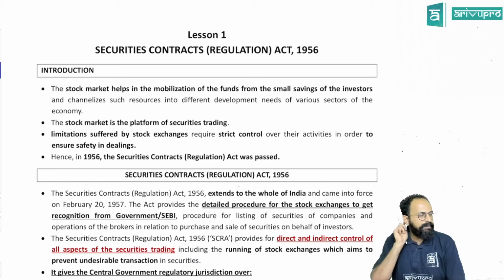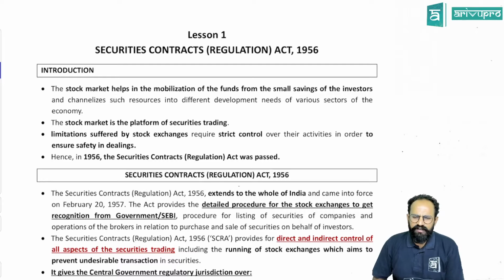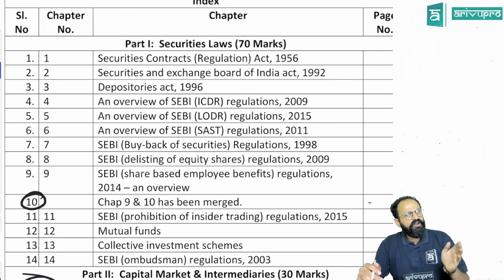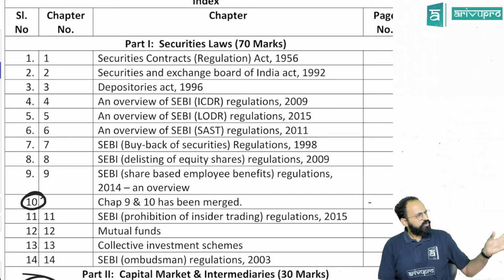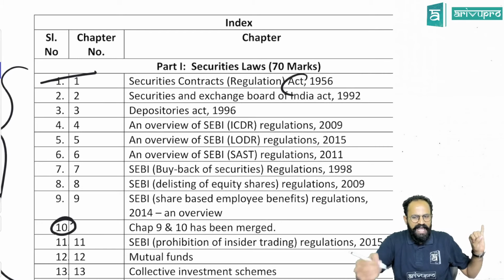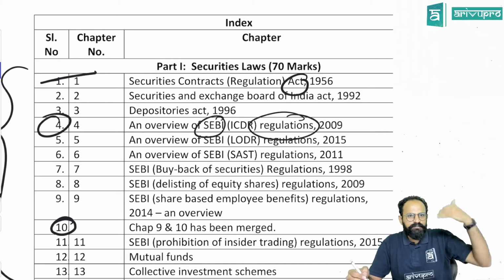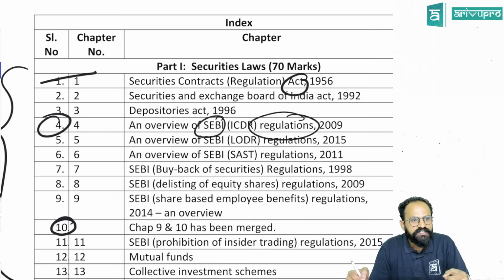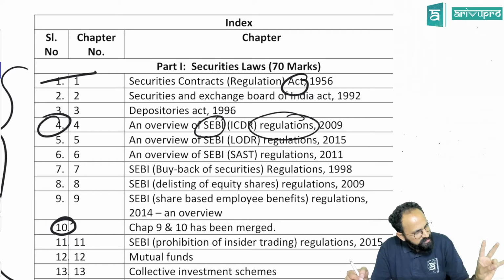So let's start your first chapter, people. Securities Contract Regulation Act. Broadly, in your syllabus, there is something called an act. If you look at the fourth chapter, it says SEBI ICDR Regulation 2009. There is something called a regulation, we'll be seeing. There is something called rules. Do you guys know the difference between act, rules, and regulations?